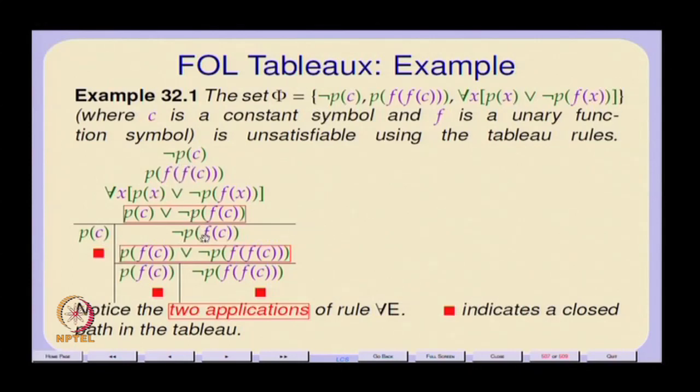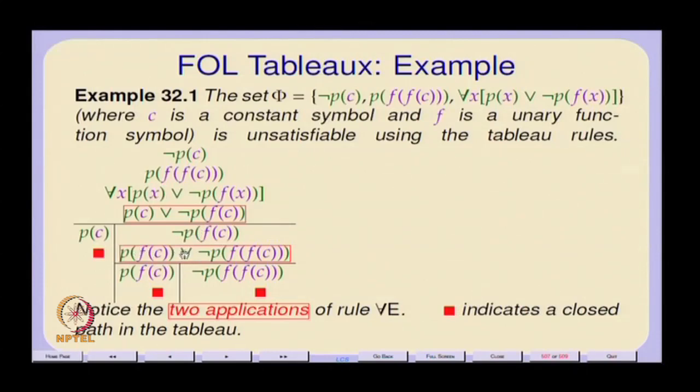Now, I do another instantiation of this for all, and this time I replace x with f of c. So, then I get P of f of c or not P of f of c, right. So, P of f c and not P of f c here are contradictory.